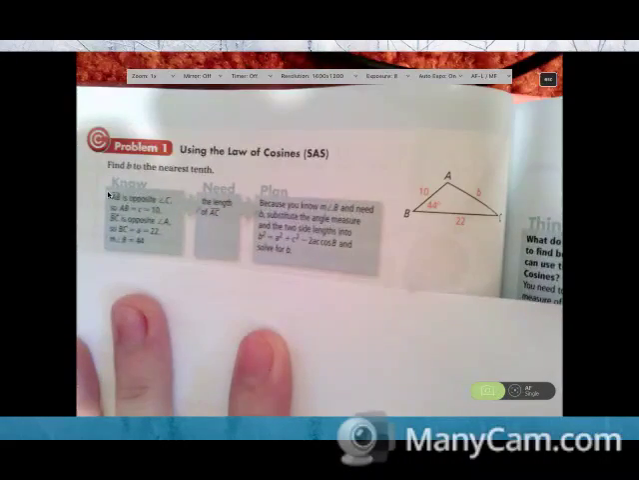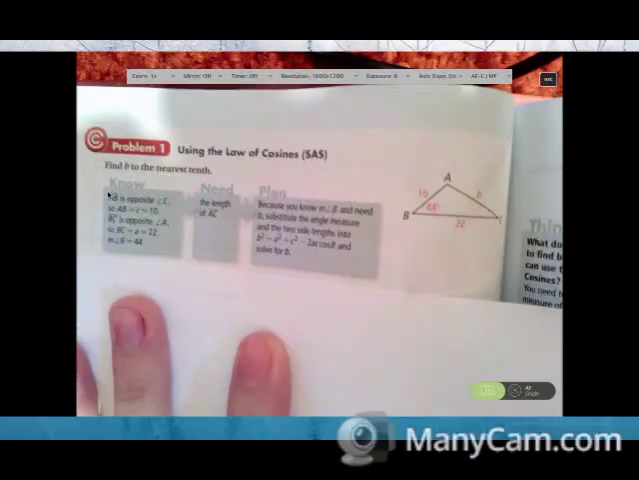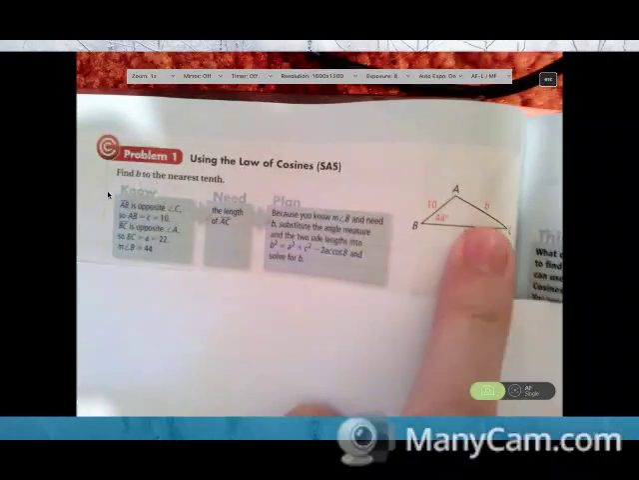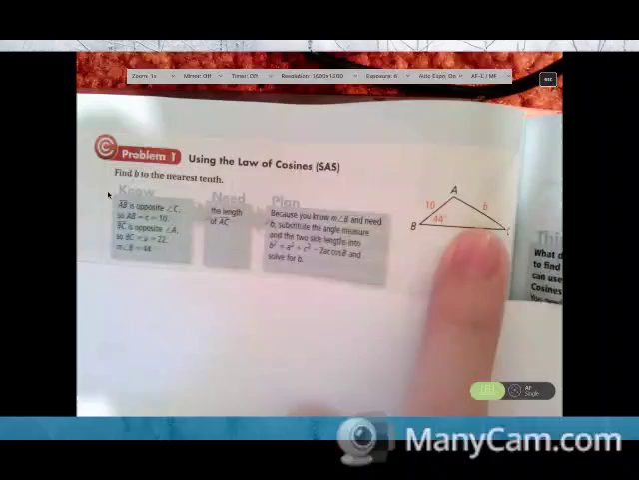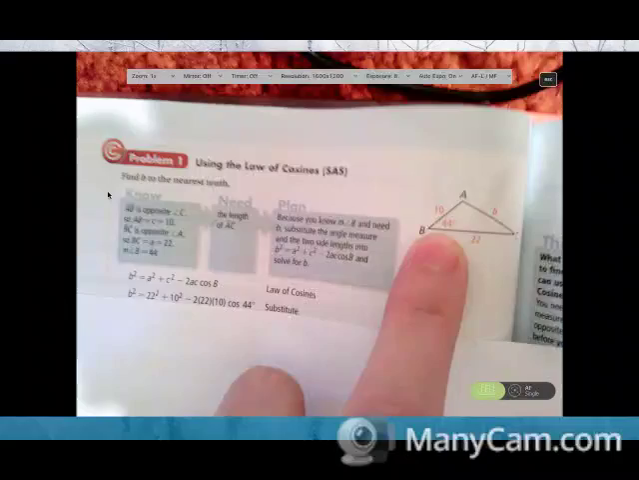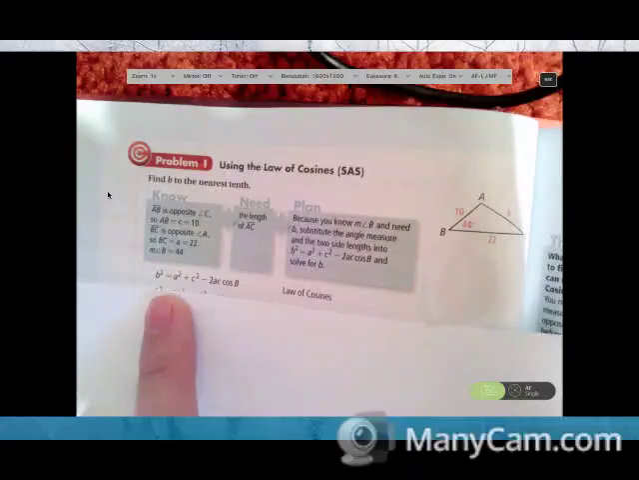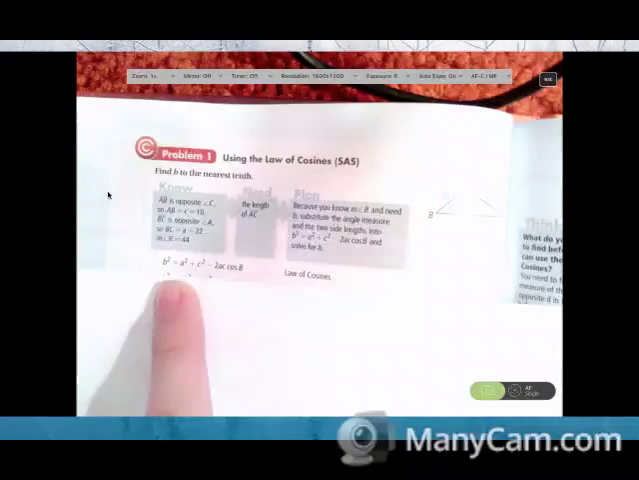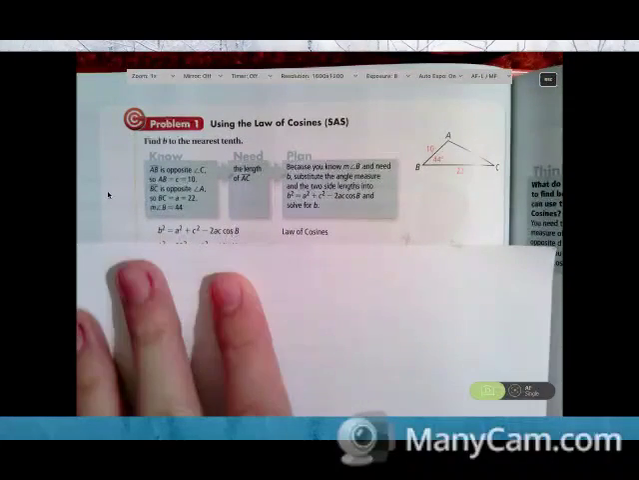All right, so let's look at problem 1. You want to find b to the nearest tenth. So look at what sides we're given. We're trying to find b, and you're given two sides, and you know the angle of b. So therefore, we're going to use this one. It doesn't matter what's labeled A, B, or C, as long as you use the correct formula. All right, so I'm going to plug everything in.